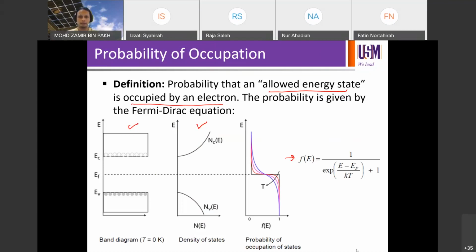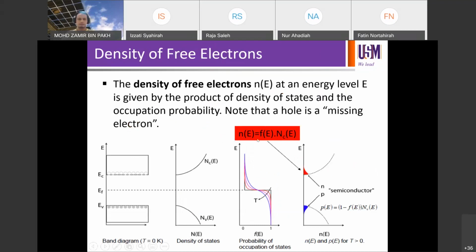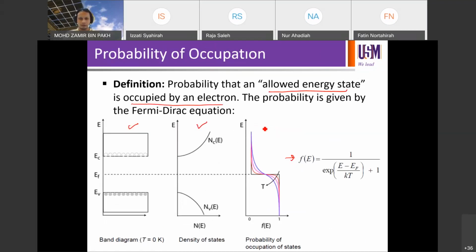And then the probability of distribution, which is the Fermi-Dirac equation, just like what we discussed yesterday, where you have the step function at T0, and the curves smoothen out at increasing temperatures T1, T2, T3, and so on. So that's how it looks, and the distribution is governed by the Fermi-Dirac distribution equation we discussed yesterday.